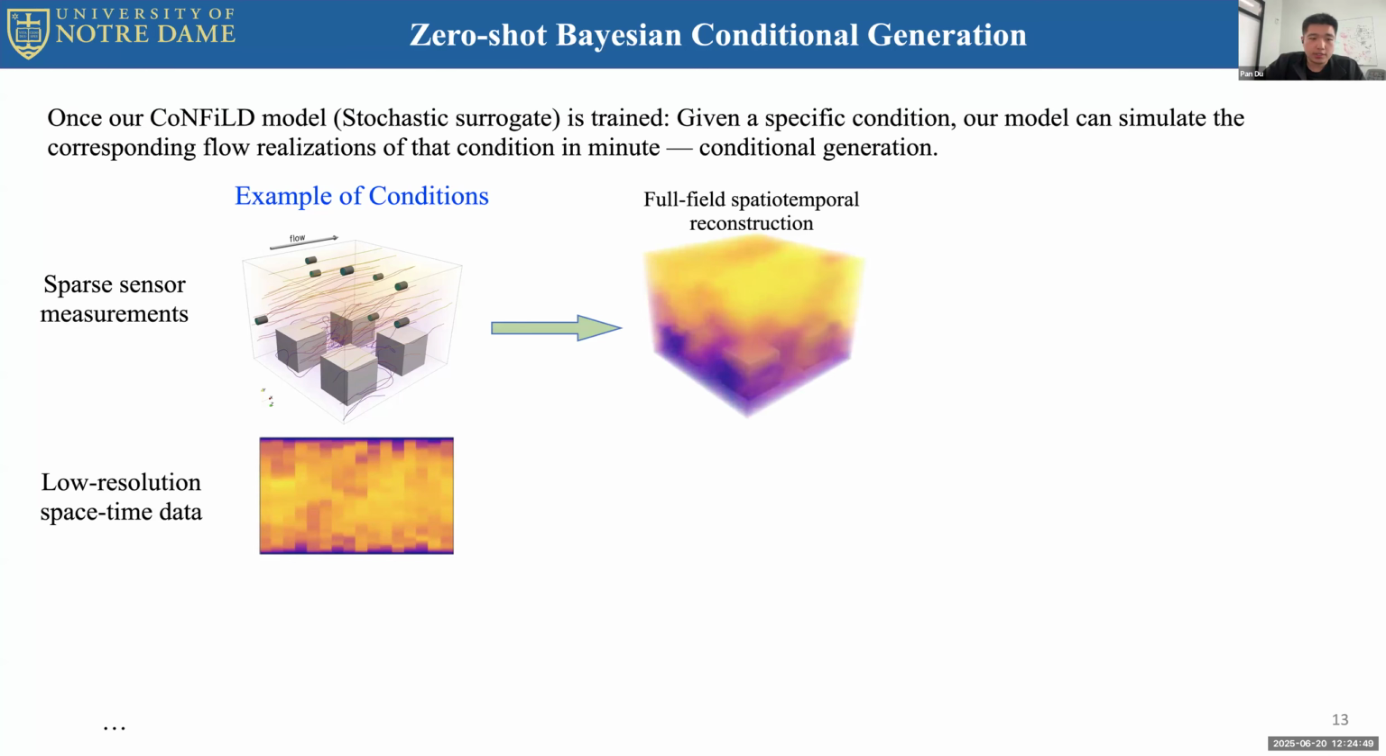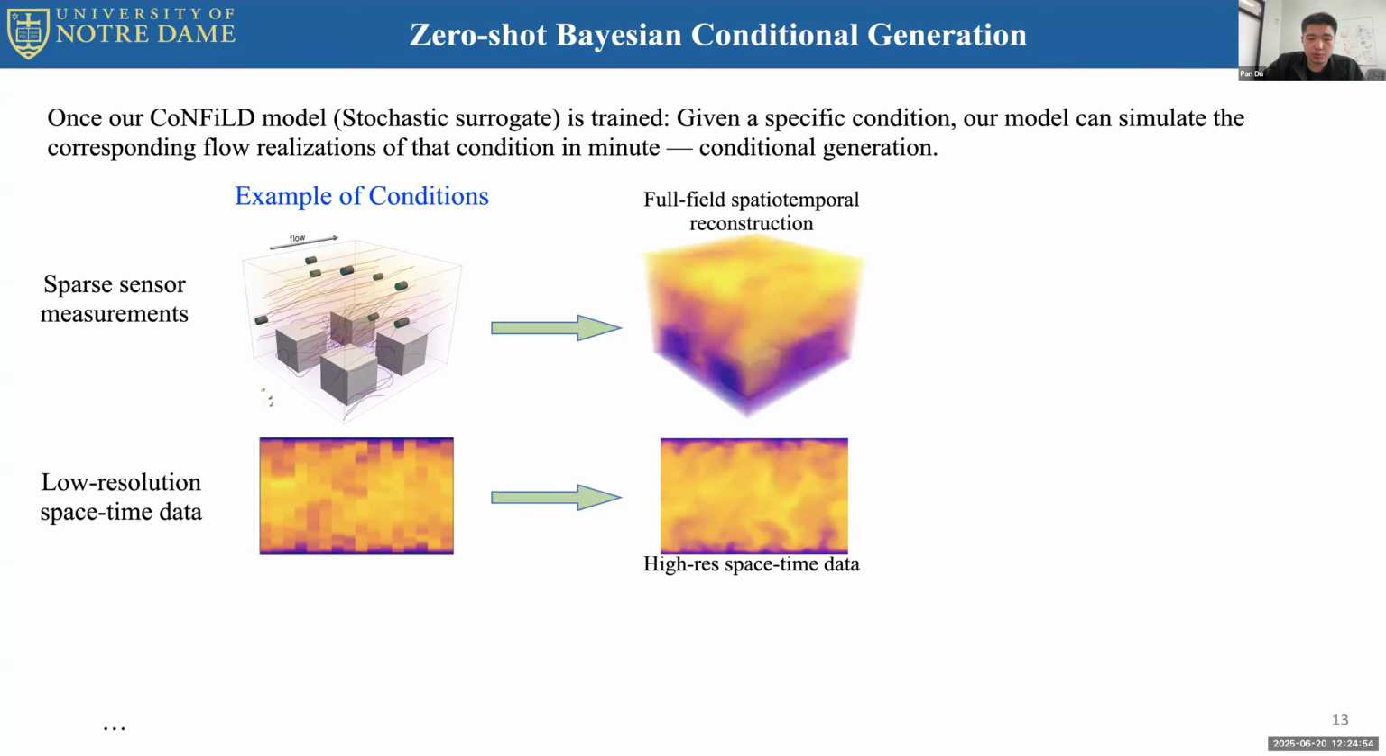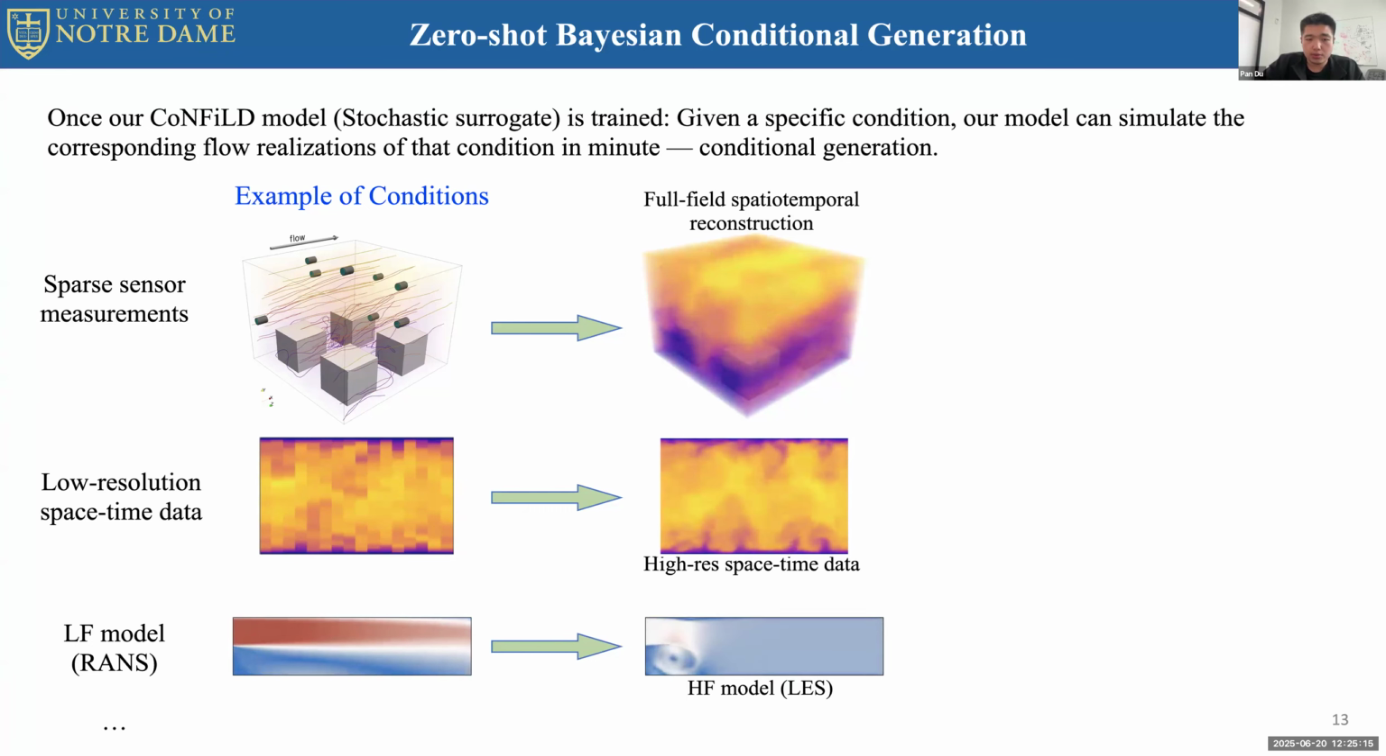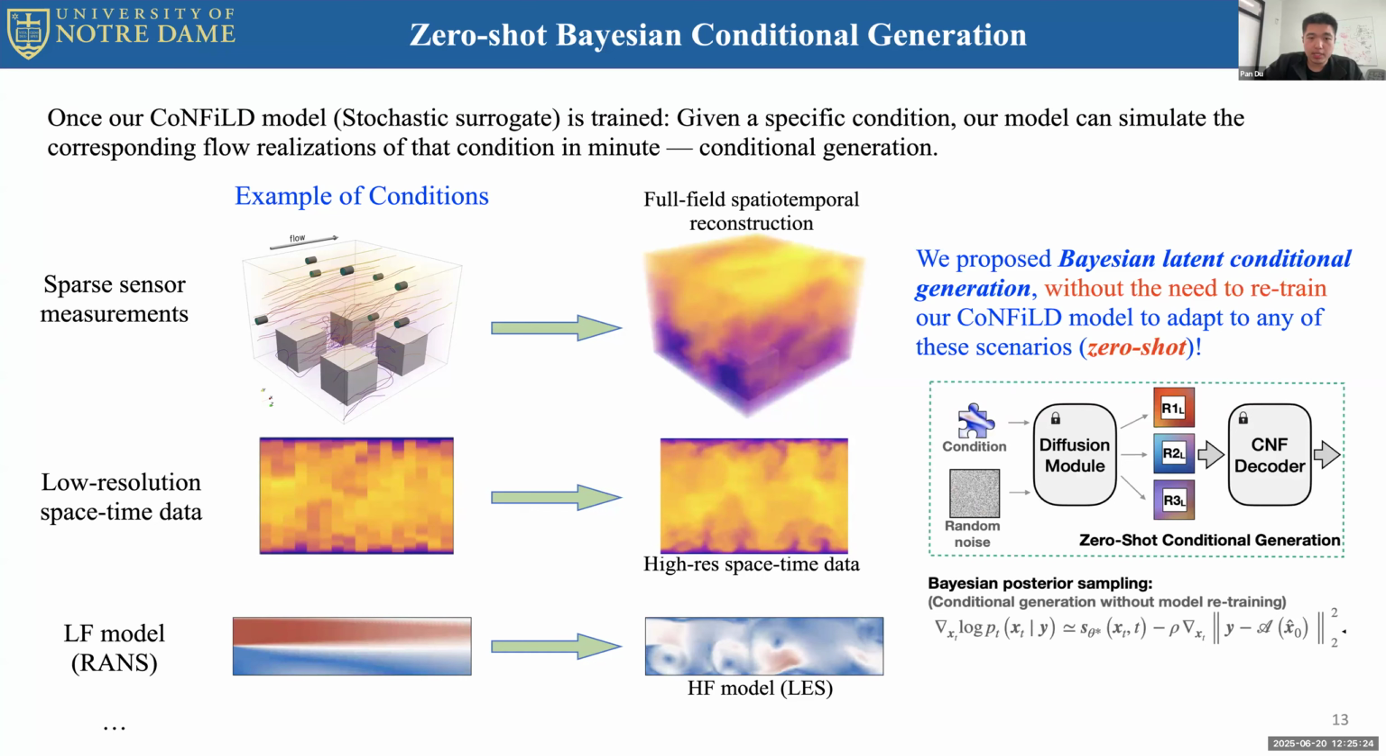Another example is that, let's say you have some low-resolution space-time data, you can use that to do super resolution, where it will give you turbulence structures with higher frequency. Another application is that you can start from a very low-fidelity turbulence model, for example, a flow field computed with steady RANS, and you can use that to reconstruct more accurate and higher-resolution turbulent flows. And we propose this approach as Bayesian latent conditional generation.